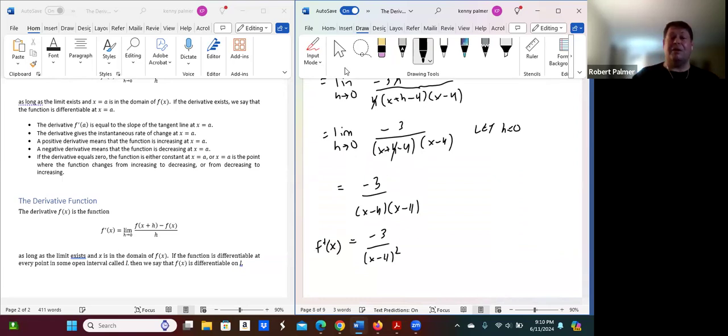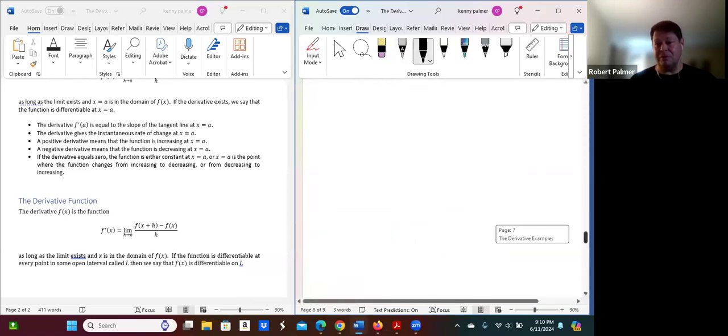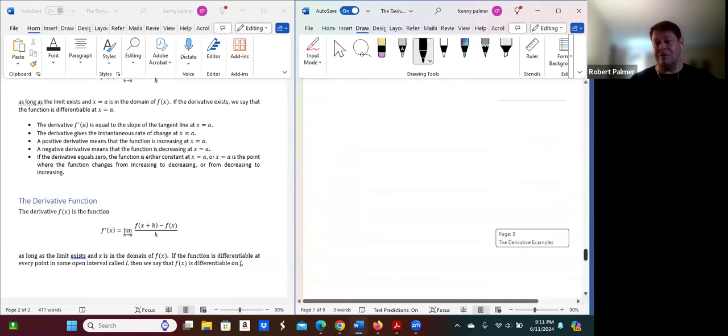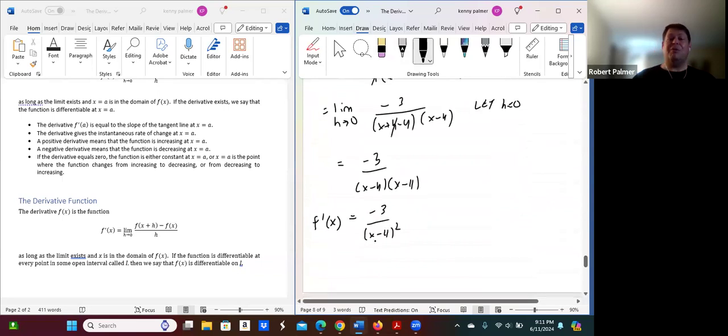Now, the function itself is of course not defined at x equal to 4, so you can't really use the derivative there. But that's our derivative. Remember, the original function was 3 over x minus 4, and this is the derivative. For this function, you plug in any x you want except for 4 itself, and it gives you the slope of the tangent line at that x value.